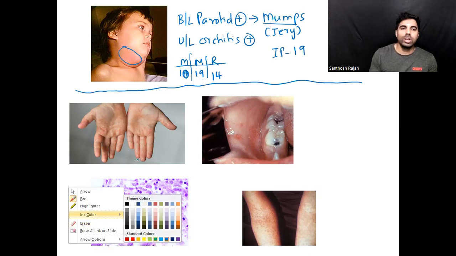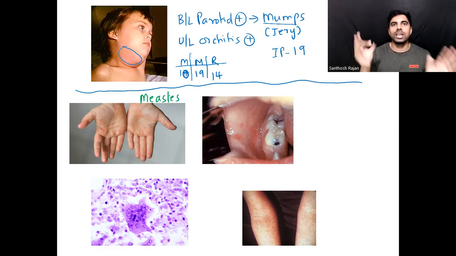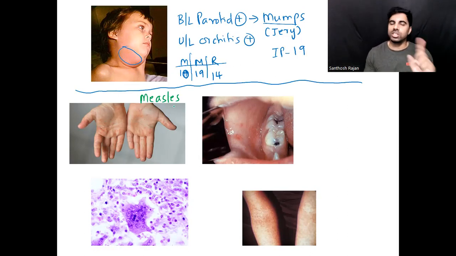So now what is here? Look at the right. This is a child's hand. So you see rashes on the palms. When you see rashes on the palms, and if it is in children, that is measles. In adults, if you see rash on the palms and plantar side, that is your syphilis. Don't forget. Children may commonly have measles, adults may have syphilis. Of course, hand, foot, mouth disease can cause it, but that's rare. So usually you get a question from measles.